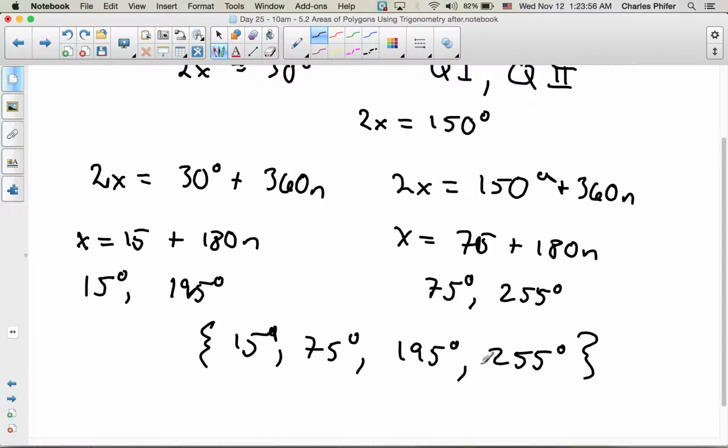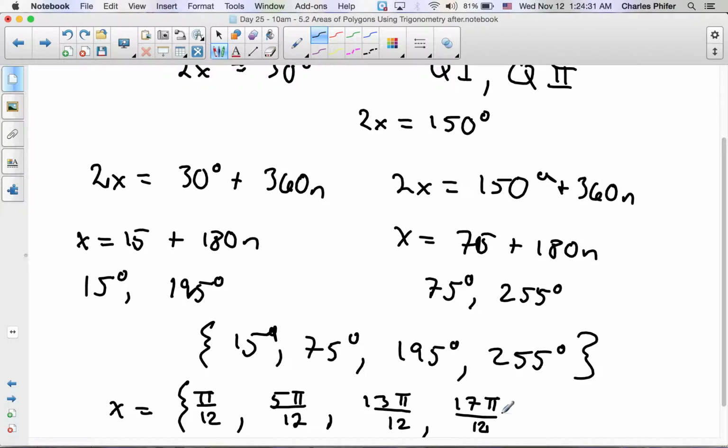If we convert these to radians, you just multiply by pi over 180, and so x would be equal to pi over 12, 5 pi over 12, 13 pi over 12, and 17 pi over 12.